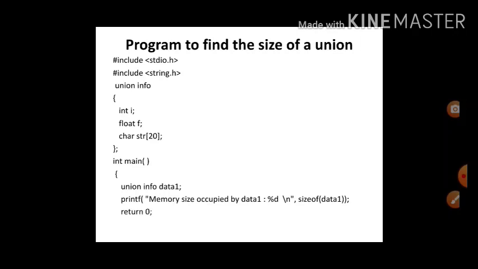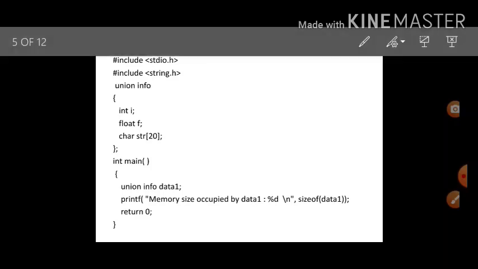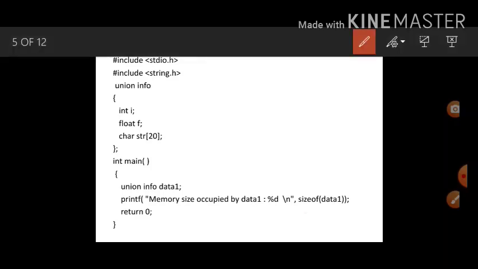As the main program return type is integer, you need to type return 0, and that is our program. What will be the output of this program? This inbuilt function sizeof will return the size of its argument. Its argument is data1. Data1 is of type union info.